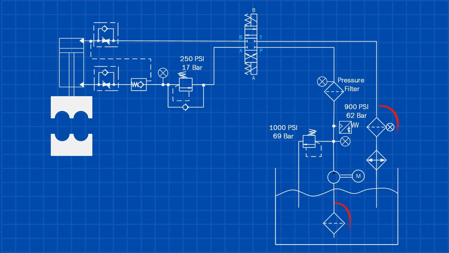A properly designed hydraulic system should have two filters, a suction filter and a return line filter. The suction filter protects the pump by preventing large contaminants from entering the system.